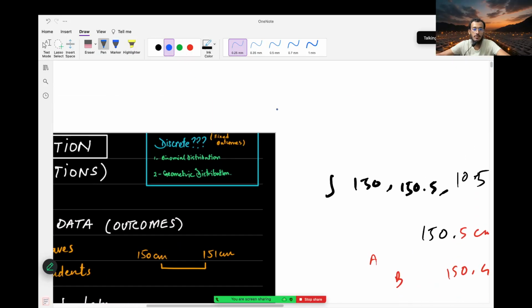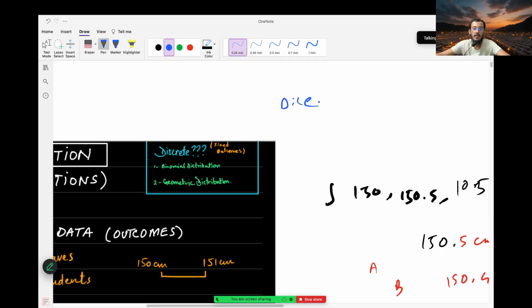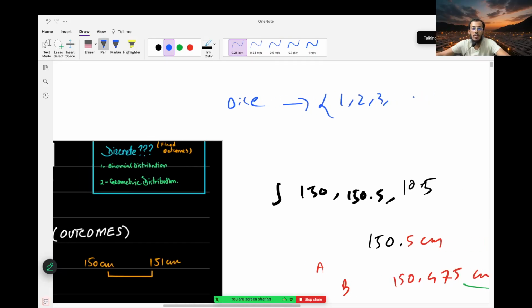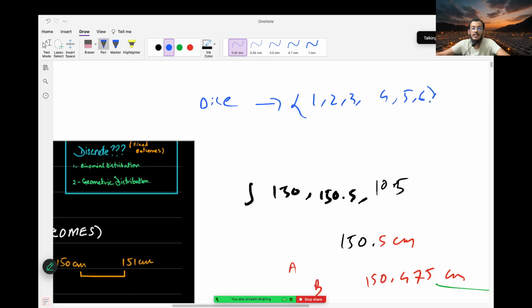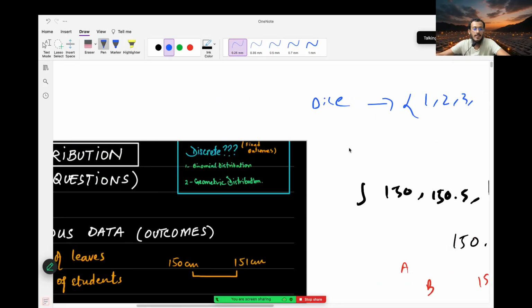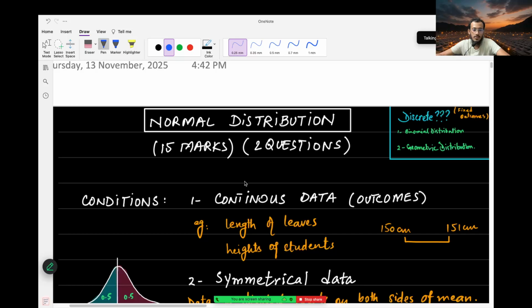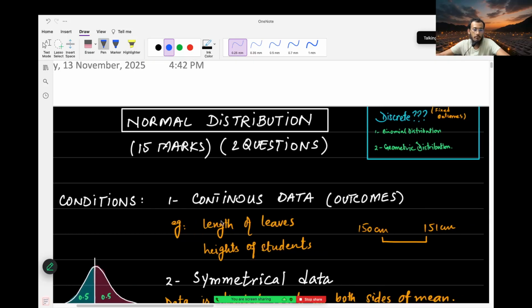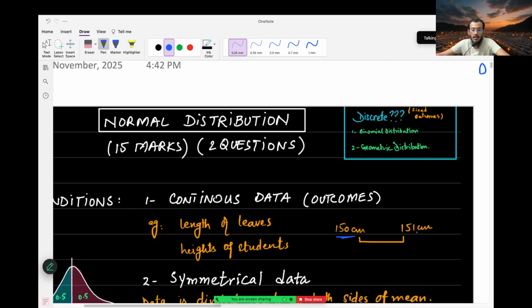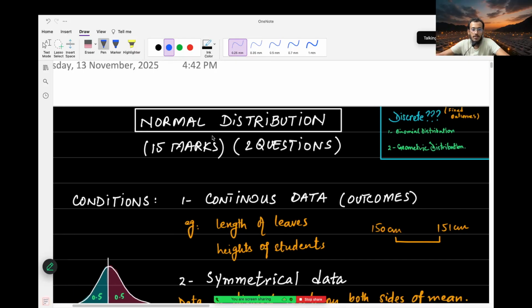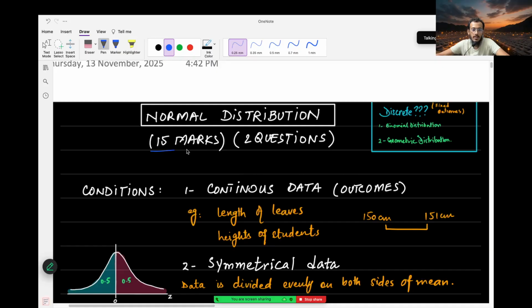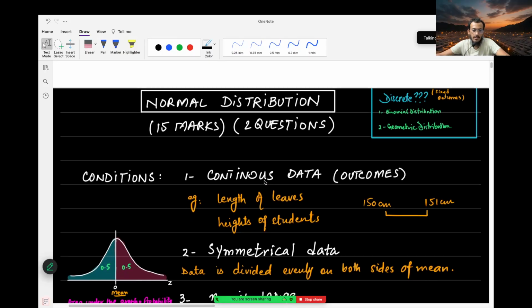set of outcomes. For example, I am rolling a dice, okay? And what is the set of outcomes? It could be either of 1, 2, 3, 4, 5 or 6, a fixed set of outcomes. It could never be 2.5 and let alone 2.555 and so on, okay? You understand now the difference? So this type of distribution, normal distribution, is continuous data. Some examples could be length of leaves, heights of students, okay? It could be any value between 150 and 151. So this is the first condition for normal distribution. Usually it comes around 15 marks with 2 questions, this is the usual.